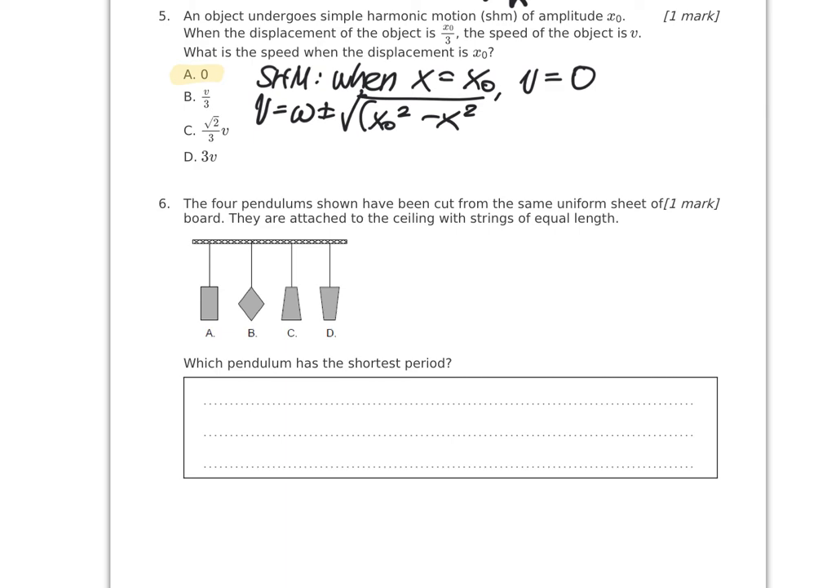This one's got me a little bit stumped. Mark scheme says D. Now I'm going to give my best estimate as to why. These can be approximated as simple pendula, even though they're kind of not, because a simple pendulum assumes a point mass for the bob at the end of the string. These are not point masses. But we can consider the mass distribution of the bob for each of these pendulums.